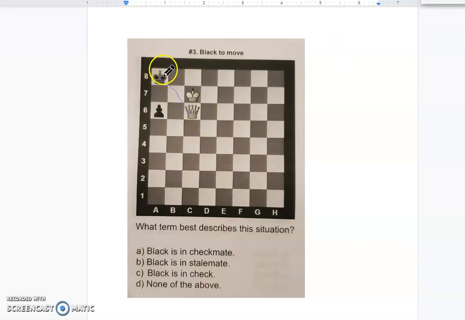Is it checkmate? Well, the king can't go here. The king can't go here. The king can go here. So since the king can go here, the answer is C. Black is in check.